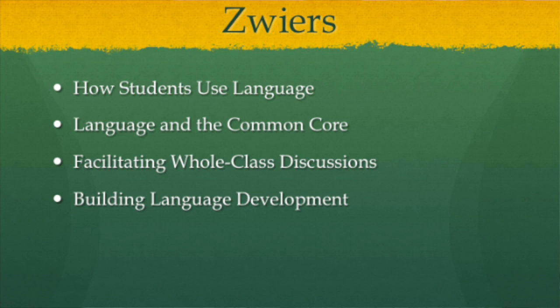So in addition, we'll also take a look at the Swires text around academic language, understanding what academic language is, and how can we facilitate that across the various disciplinary or content areas that we have in school.